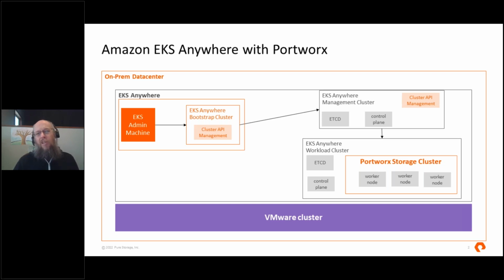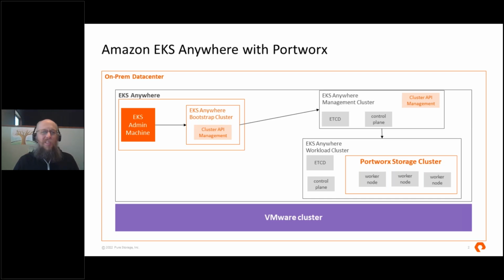So once that workload cluster gets deployed, we can follow that standard procedure to deploy and configure our Portworx storage cluster on our worker nodes. We're going to do that by going to PX Central and generating a spec. We'll then install our Kubernetes operator onto that workload cluster, and we'll go ahead and apply our storage cluster spec to deploy Portworx.